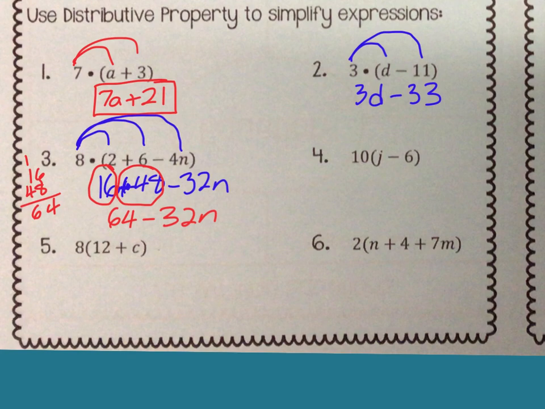All right, so number 4, 10 times j is 10j, and 10 times negative 6 is negative 60. This isn't too bad, huh? So let's go on to number 5.